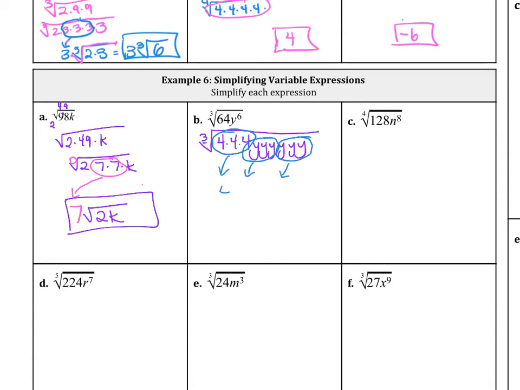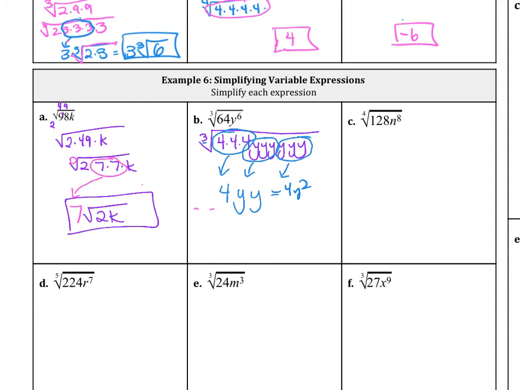So 3 4s means it's just a 4. 3 y's means it's a y. 3 y's, it's also a y. Now to simplify that, you just multiply. Y times y is y squared. Okay? Now another way to do it, let me rewrite this so we have room.